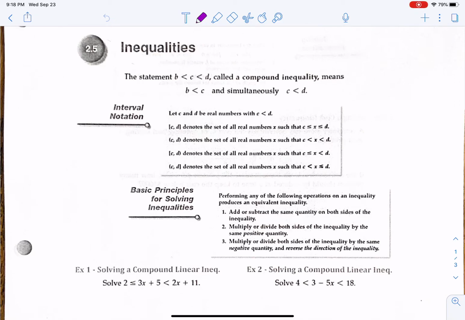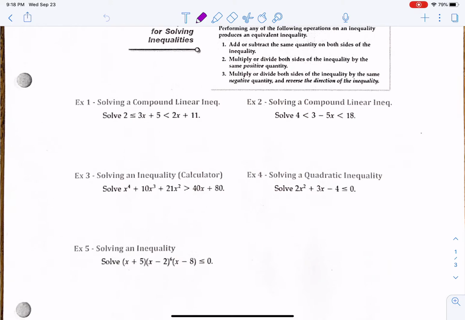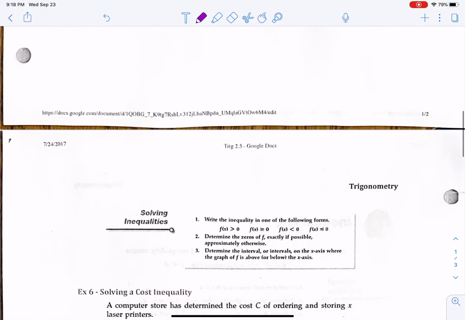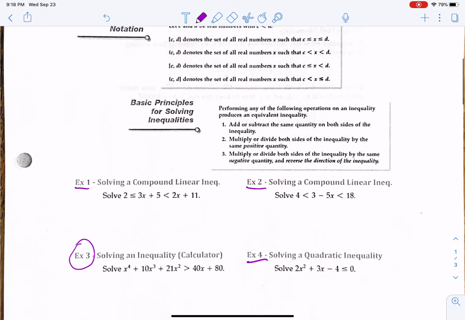Okay, Trig. Section 2.5, I'm going to get just about 3 examples done. We're going to save the calculator one for when I'm with you tomorrow in class, but I'm going to do probably example 1, example 2, example 4, and then we'll maybe save 3, 5, and example 6. We might do 5. We'll see how long this takes.